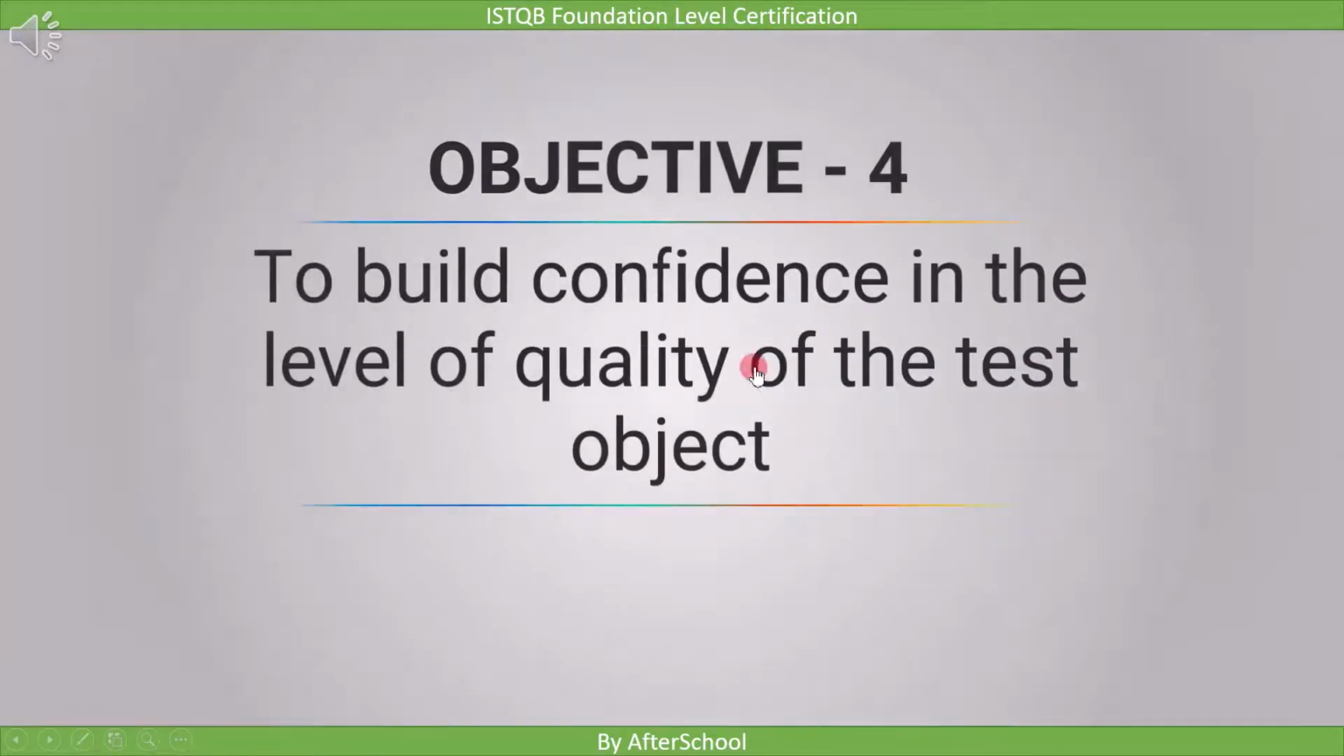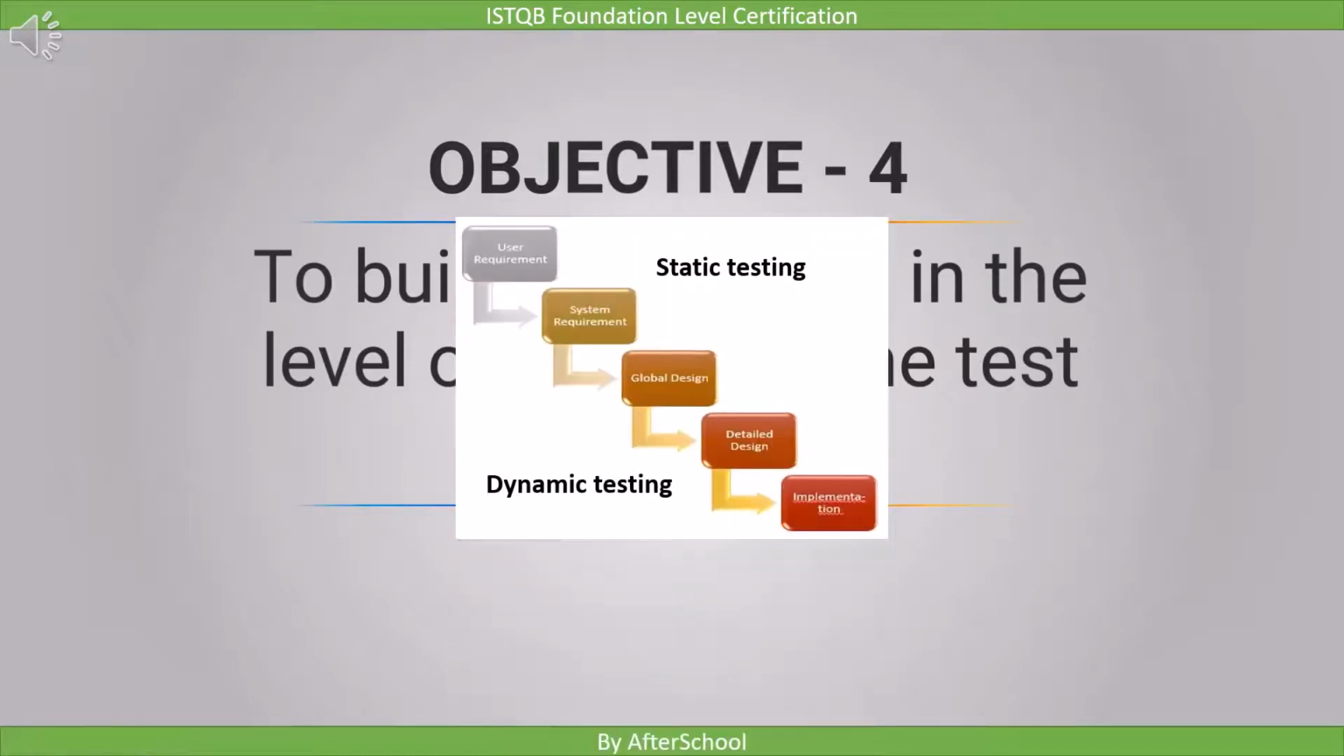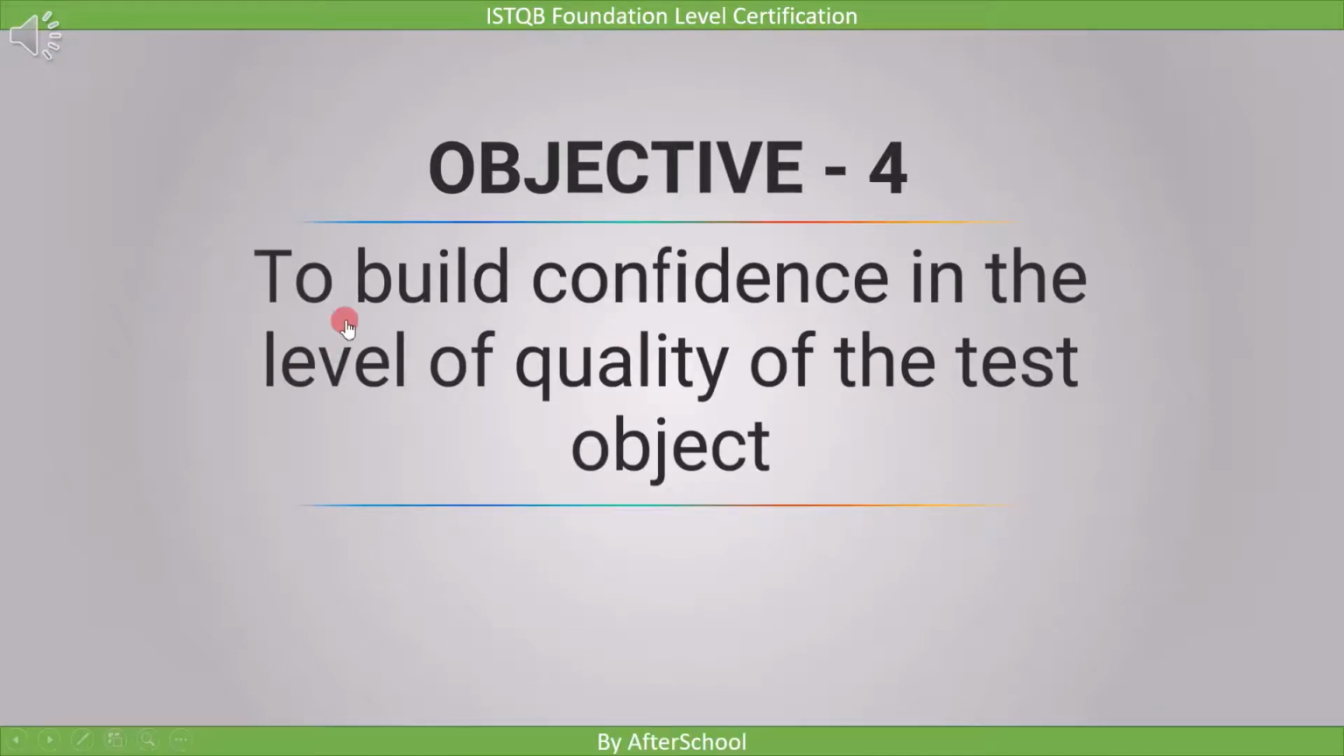Fourth objective is to build confidence in the level of quality of the test object. Let's understand this. Suppose we are in the requirement stage. Then requirement is our test object. And if we clarify our requirement in this stage itself, instead of clarifying it during the implementation stage, then we can build confidence in our requirement and finally in our product. That is why fourth objective is to build confidence in the level of quality of the test object.